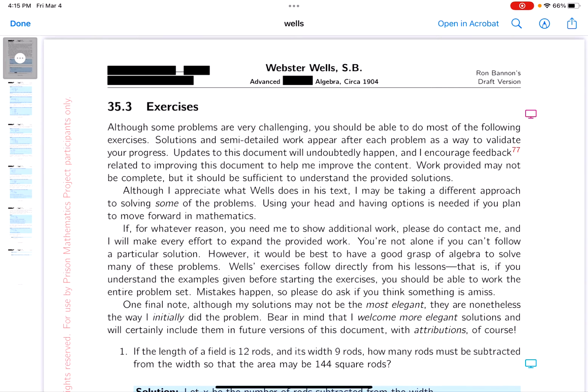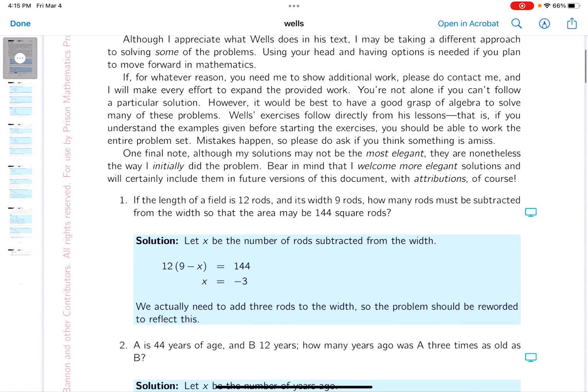Okay, 35.3, the exercises. We'll start with problem number 1, and let's read it. It says that the length of a field is 12 rods. Rods is some measuring length. It doesn't really matter what it is at this point. Could be yards, inches, feet. Doesn't really matter. It's a unit. And it says its width is 9 rods. How many rods must be subtracted from the width?